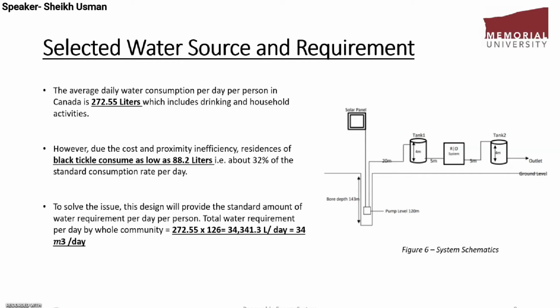Diagram 6 shows the schematic where the pump is used to bring the water from ground level to tank 1. Then it is passed through the reverse osmosis system and eventually to the clean water tank, and then utilized by the community.